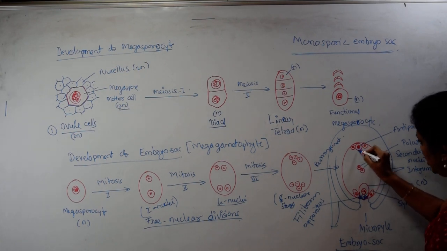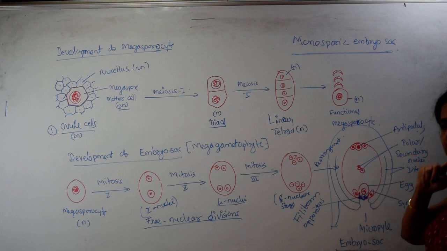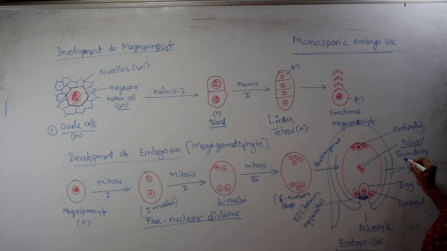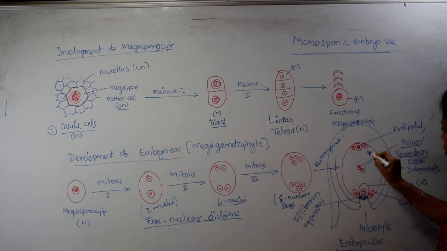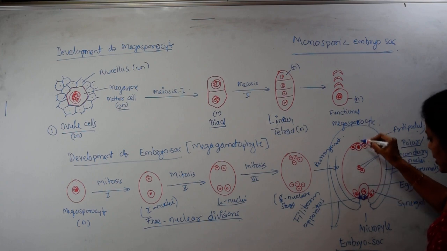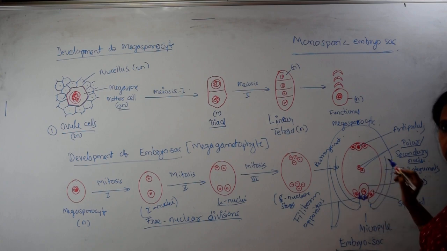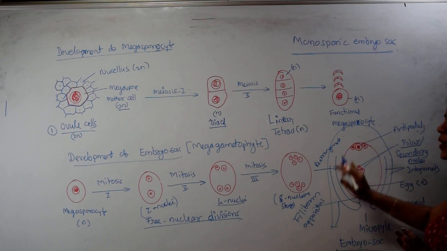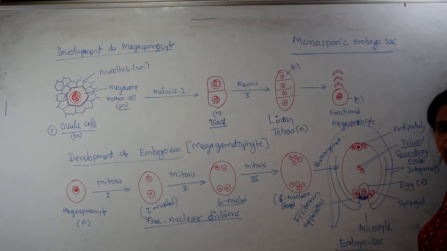Then one nucleus from each pole will move to the center and form 2 free nuclear conditions. They are freely suspended at the center and are called polar nuclei or secondary nuclei. They are N plus N. So we have 3 cells at the chalazal end, 3 cells at the micropylar end, and 2 free nuclei present in the center. This is called the completely developed embryo sac. Okay, the fully developed embryo sac should have all this.